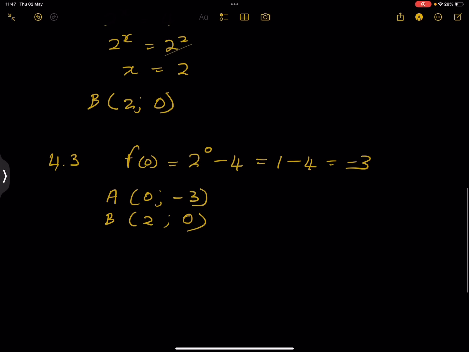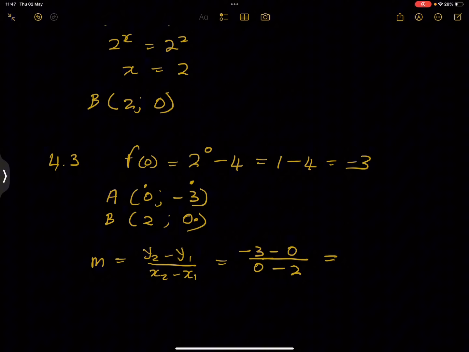So we're looking for a straight line that would pass through those 2 points, isn't it? Okay. So first of all, we'll find the gradient of that straight line. So m is y2 minus y1 over x2 minus x1, right? So I'm going to take my y2 over there. So that's negative 3 minus 0, that's my y1, divided by x2, which is 0 minus 2. So in this case, we're going to have negative 3 divided by negative 2. That would be 3 over 2.